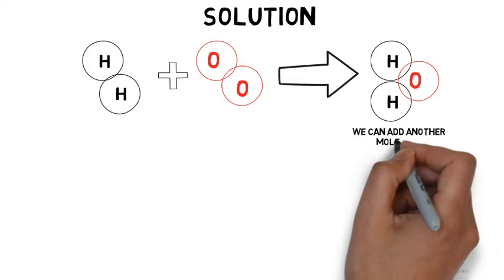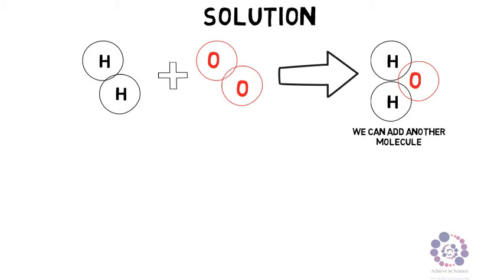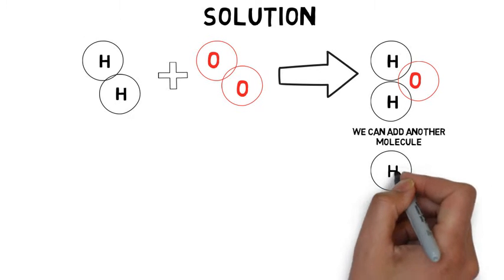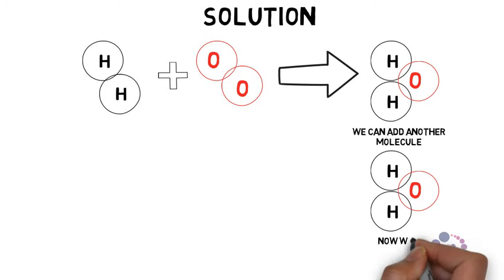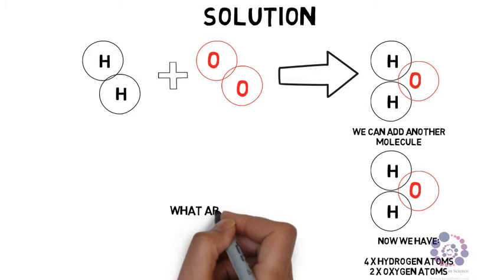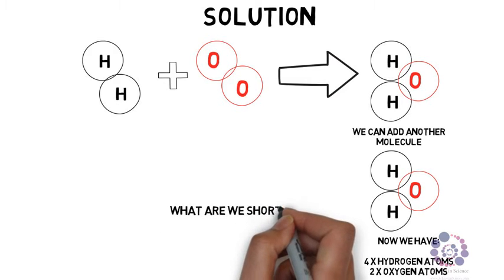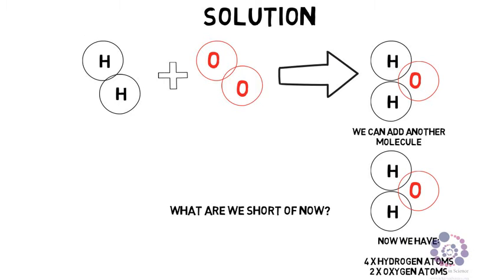Now what we can do is add another water molecule. We can't add another oxygen to the water molecule because that will no longer be water. So therefore we must create another molecule. So let's draw that out. And if we now count up, we find that we have four hydrogen atoms and now two oxygen atoms. Now we can work out what we're short of.